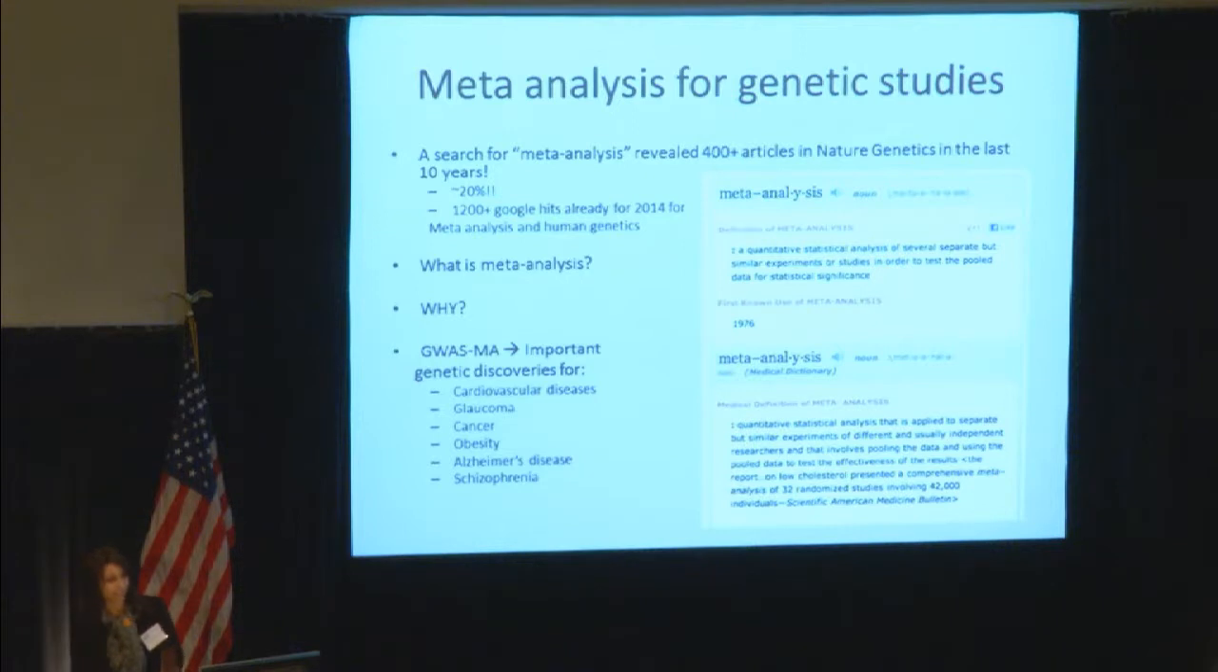So what is it exactly? Well, the definition is a quantitative statistical analysis of several separate but similar experiments or studies in order to test the pooled data for statistical significance. So it's combining a lot of different studies. And so far, GWAS meta-analysis has been important for genetic discoveries of all sorts of diseases, including cardiovascular, glaucoma, cancer, obesity, and a lot of brain-associated ones like Alzheimer's disease and schizophrenia.